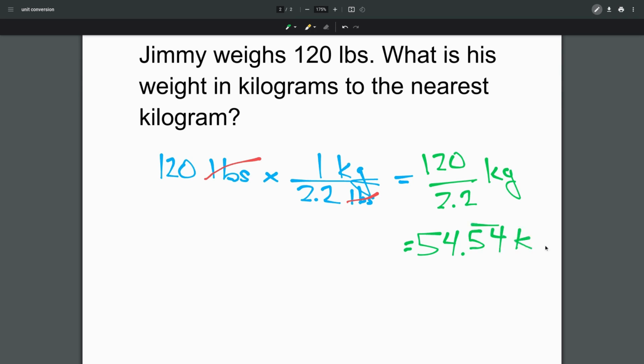But we want to the nearest kilogram. So we're going to look here at the tenths place, which there's a 5. That means we have to round this number up. So our solution to the nearest kilogram is going to be 55 kilograms.